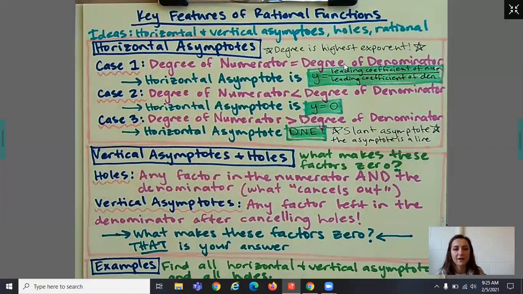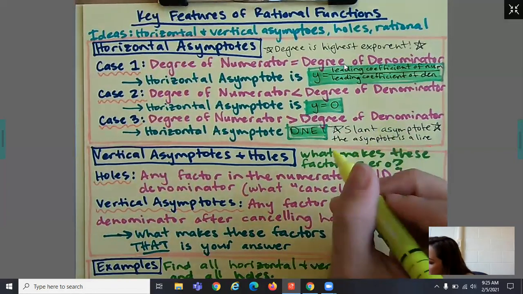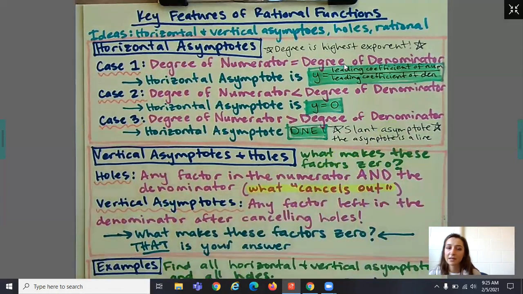So holes are any factor that is in the numerator and the denominator. And I know that "cancels out" is not good mathematical language, but it really is what cancels out. The vertical asymptotes are any factor that is left in the denominator after getting rid of the holes.